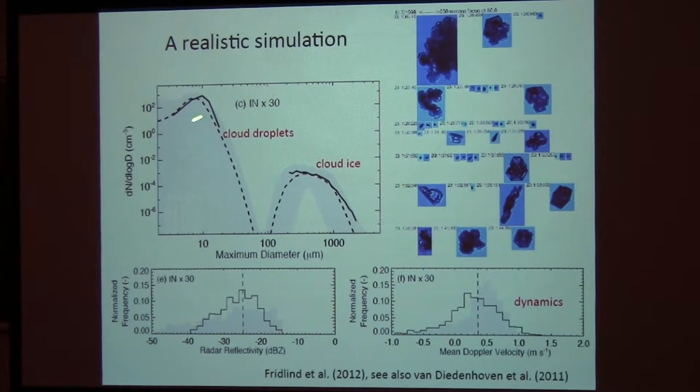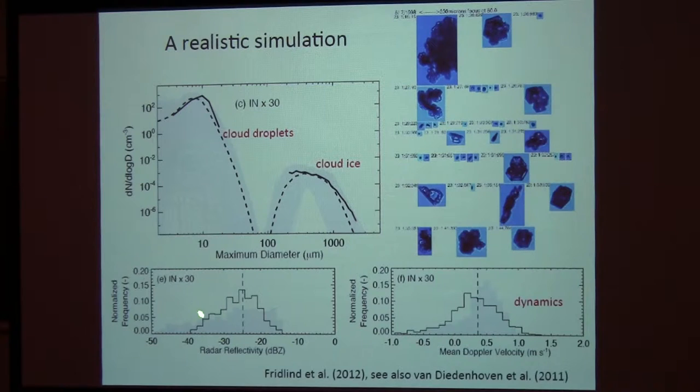When we simulate, we had to actually multiply the IN by 30 to get this. But the point we make in this paper is that whether you have too many or too few IN, essentially the ice size distribution just scales up and down. So if you know the ice properties, you basically get the dynamical properties. The solid lines here are observations of the size distribution, the part of the observations we roughly believe, and the liquid drops. We can simulate this cloud quite successfully. We can represent the liquid droplet size distributions, and we can represent the ice size distributions.